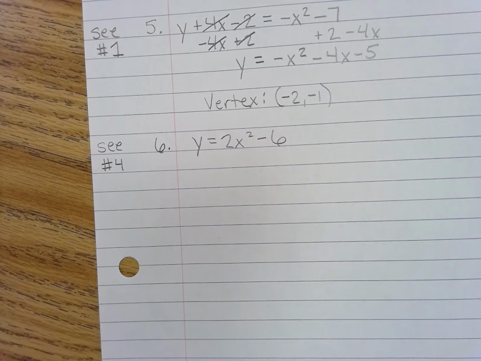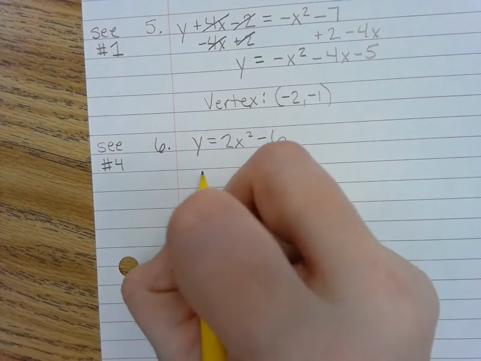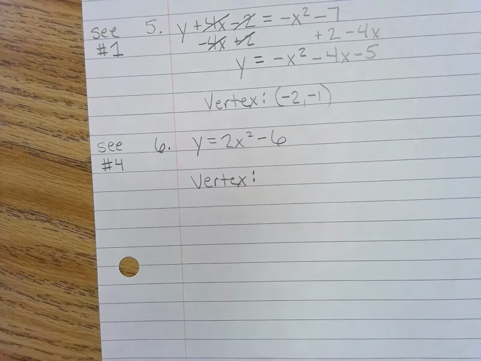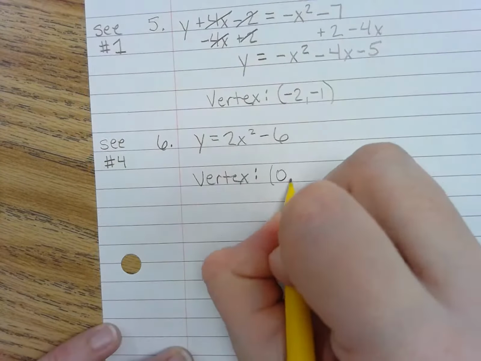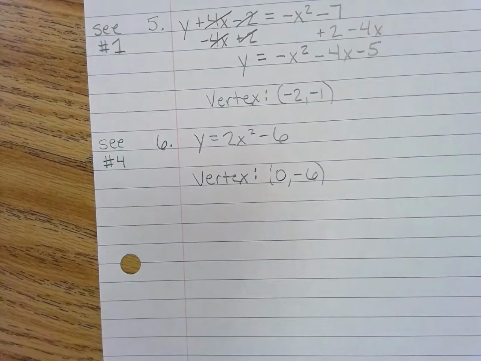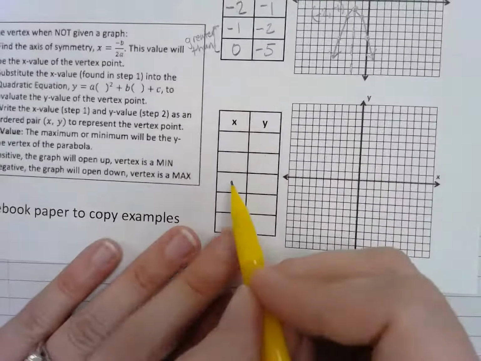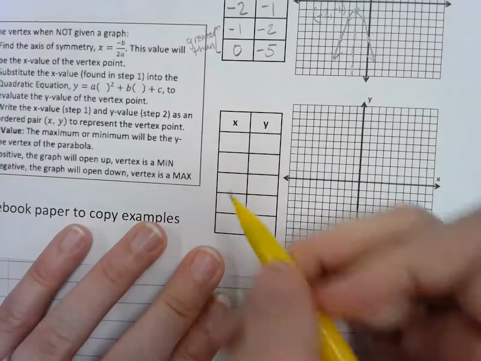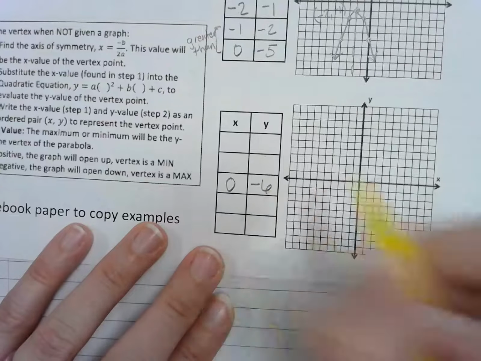And for this problem, we have already solved and found that our vertex for this problem was at 0, -6. So now we're ready to go and graph it. So again, that vertex is in the center of our parabola, so we're going to put it in the center of our table. Make yourself 5 places and put that in the center.